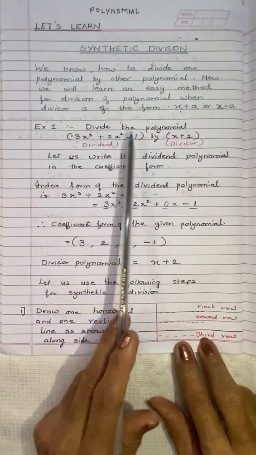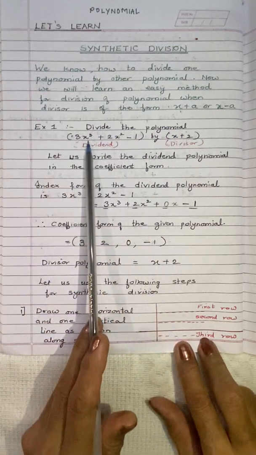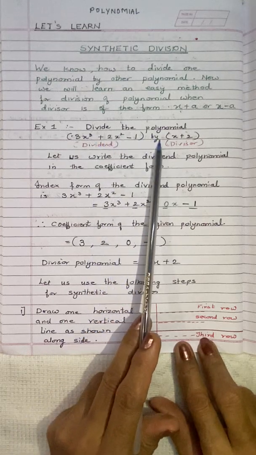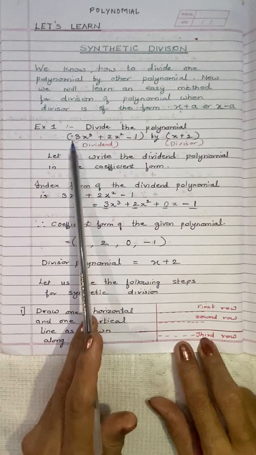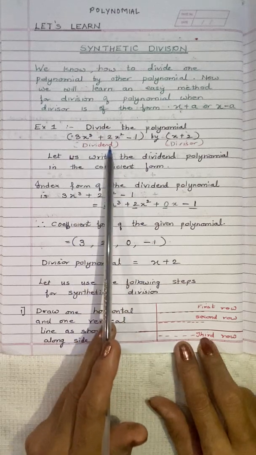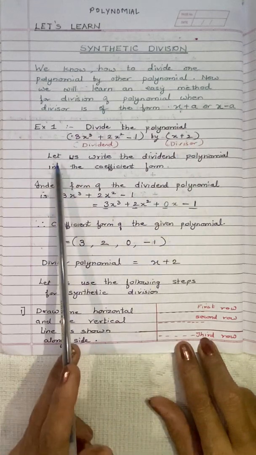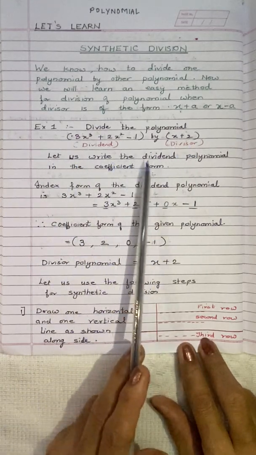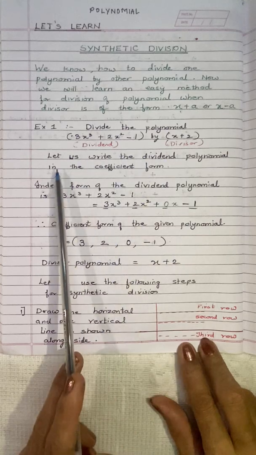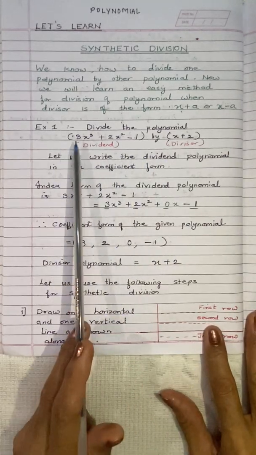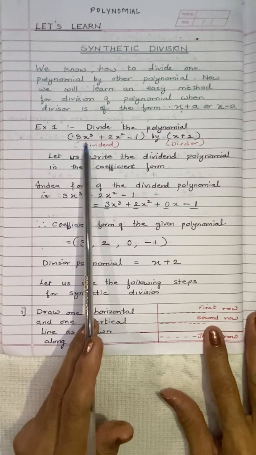Example: divide the polynomial 3x cube plus 2x square minus 1 by x plus 2. Now, this expression will be called the dividend and this expression will be called the divisor. Let us write the dividend polynomial in the coefficient form. Now, we are all aware how to write the coefficient form of an expression.